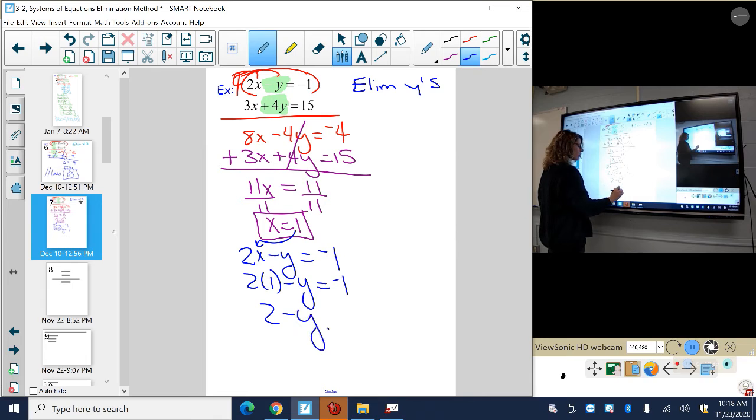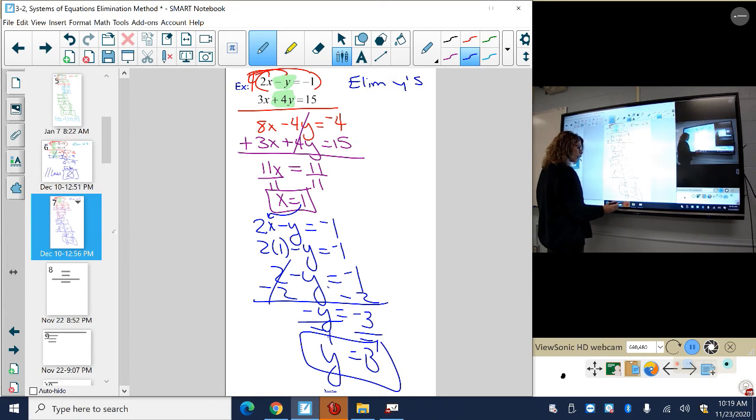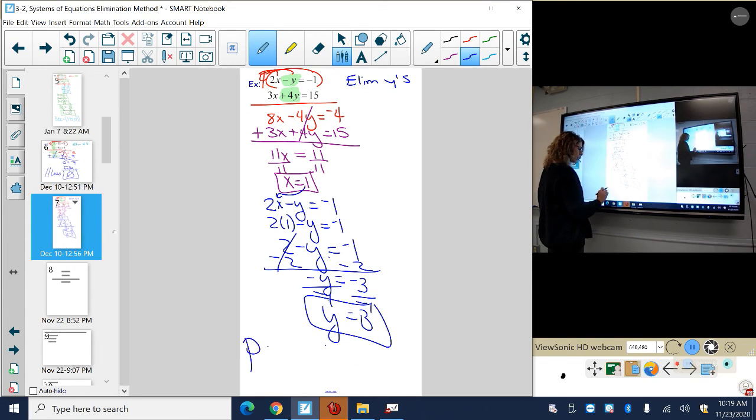So I have 2 minus y is equal to negative 1. Subtract 2. Negative y is equal to negative 3. So divide by negative 1. y is equal to positive 3. So my point of intersection is going to be 1, 3.